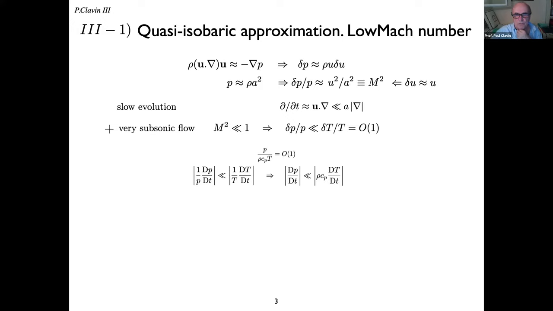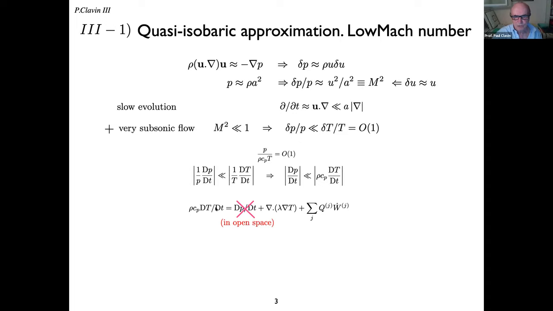This gives you that the term dp over dt is much smaller than rho cp dT over dt, in such a way that the pressure term in the thermal energy equation that I have written for you in the previous lecture is fully negligible compared to this one because of the quasi-isobaric approximation, which corresponds to a low Mach number approximation. This is a basic simplification occurring in flames. The variation of the pressure term is negligible in the energy equation.